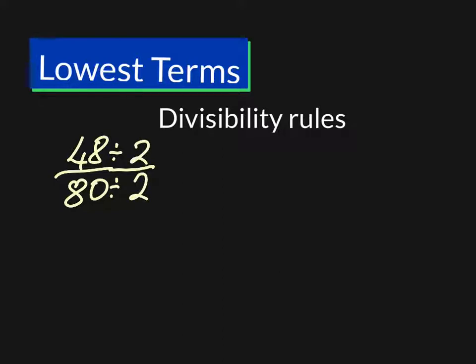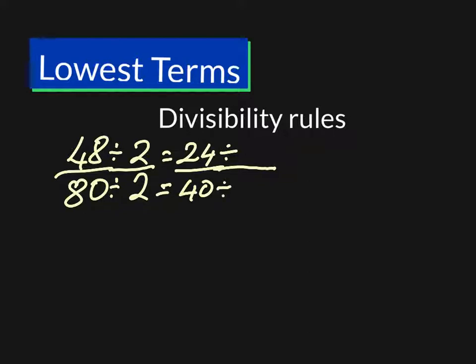So let's divide 48 by 2, which is going to give us 24, and 80 divided by 2 will work out to be 40. So we've reduced 48/80ths to 24 over 40, but we're not done, because when we look at this we can see, okay, 24 and 40 are both even numbers, which means they will both divide by 2, so they'll both reduce more.